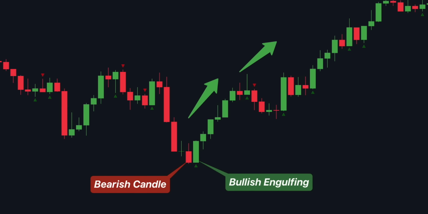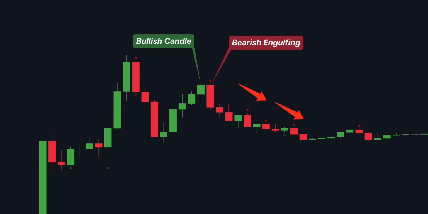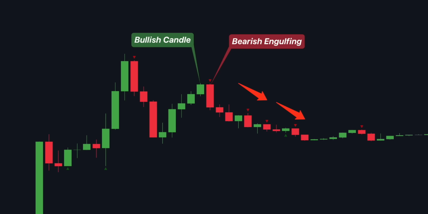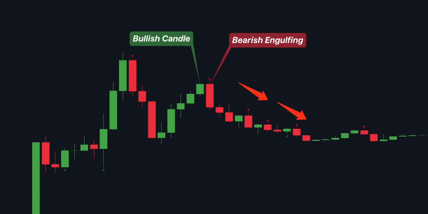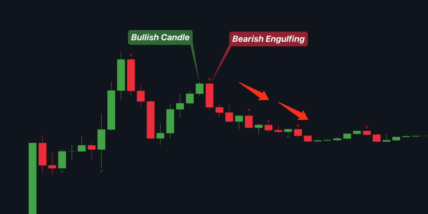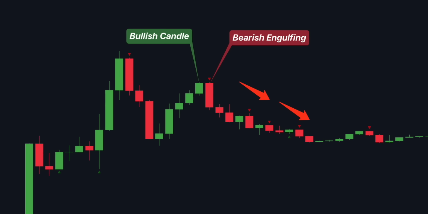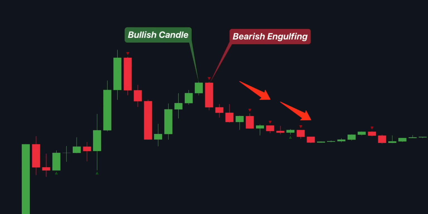The bearish engulfing pattern occurs during an uptrend and signifies a potential trend reversal to the downside. The first candle in the pattern is a bullish candle with a relatively small body. The second candle is a bearish candle with a larger body that fully engulfs the body of the first candle. The bearish engulfing pattern indicates that selling pressure has overcome buying pressure, suggesting that bears have taken control and that the price may fall.